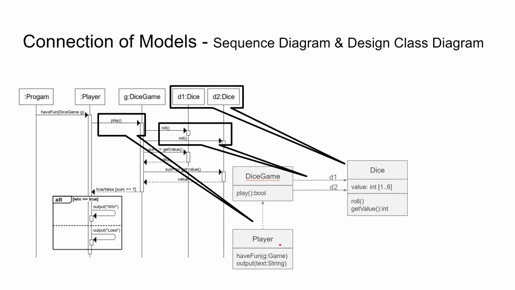And this is a good way to test that you have not missed anything in your class diagram, or know that, okay, in order to fulfill this scenario shown by the sequence diagram, we need to have these relationships between the classes, because the objects send messages over these relationships.